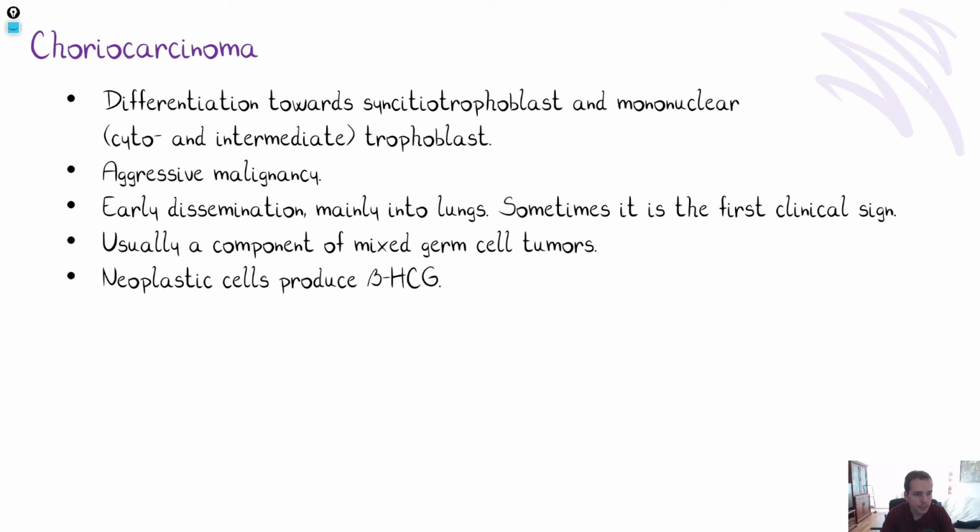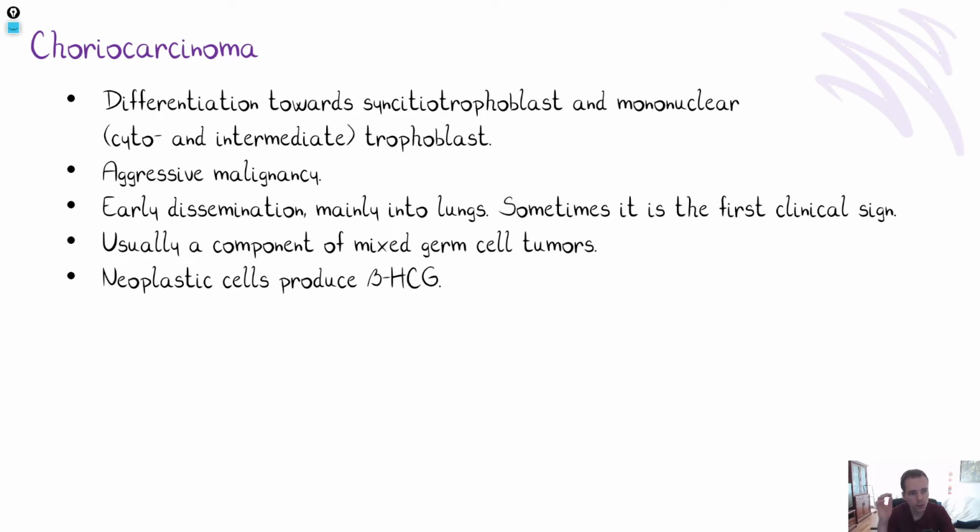Choriocarcinoma is an aggressive malignancy. The dissemination is very early. The typical localization of metastasis is the lung. So there is a typical dissemination, especially into the lungs, which can be very early, and sometimes it's even the first clinical sign. Sometimes the patients come with the metastatic spread. They come with a cough, dyspnea, hemoptysis, and they will discover the metastasis of choriocarcinoma from ovaries, for example, or from testicles. So the early dissemination is sometimes even the first clinical sign.